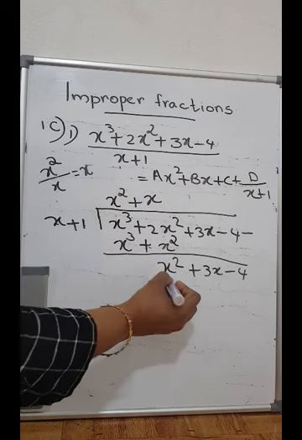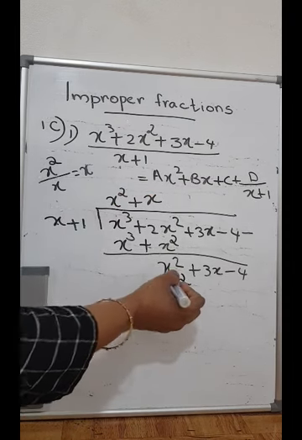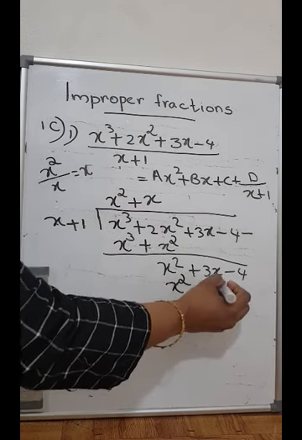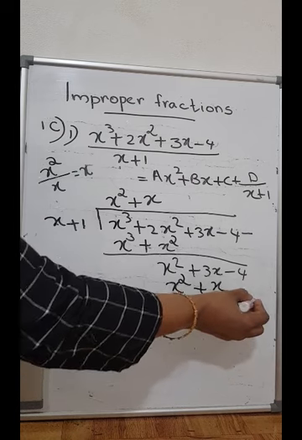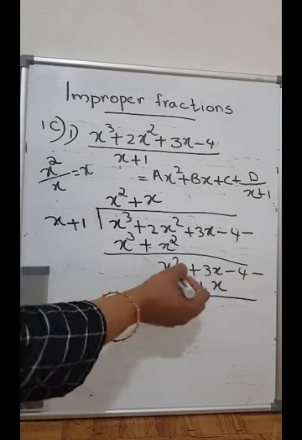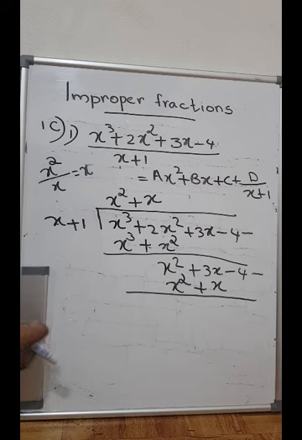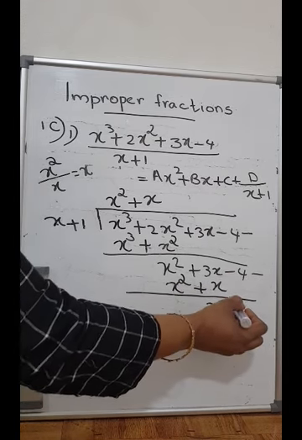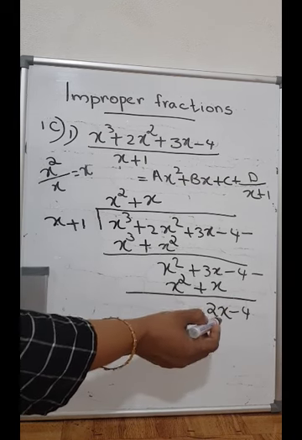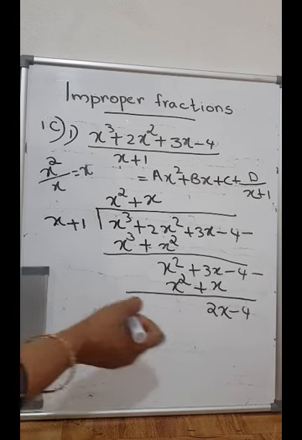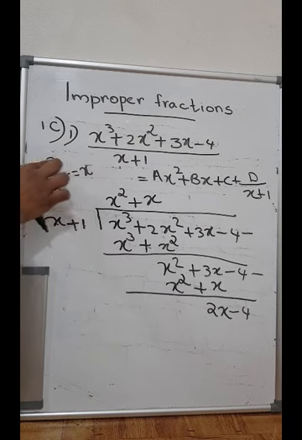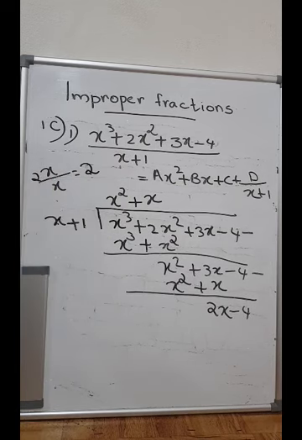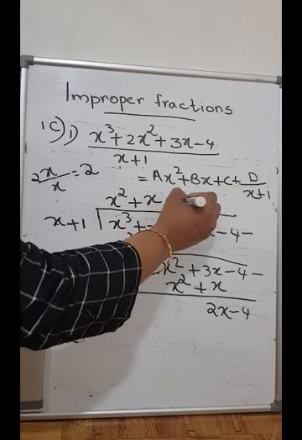x times x is x square. Write it below the x square. x times 1 is x. Write it below the term with x. Again subtract. x square minus x square is 0. 3x minus x is 2x, minus 4. Bring it down. Now the term with the biggest degree here is 2x. So 2x divided by x is just 2. Place that plus 2 here.